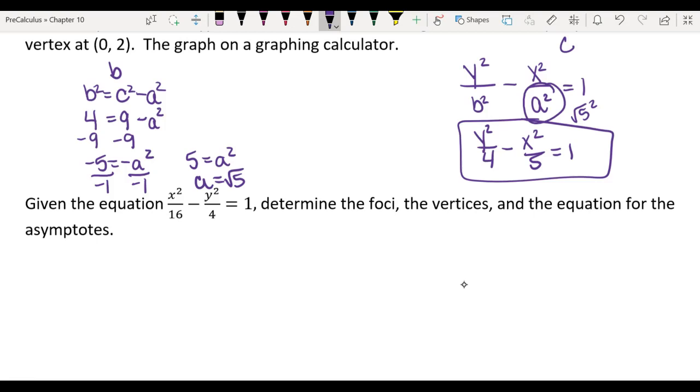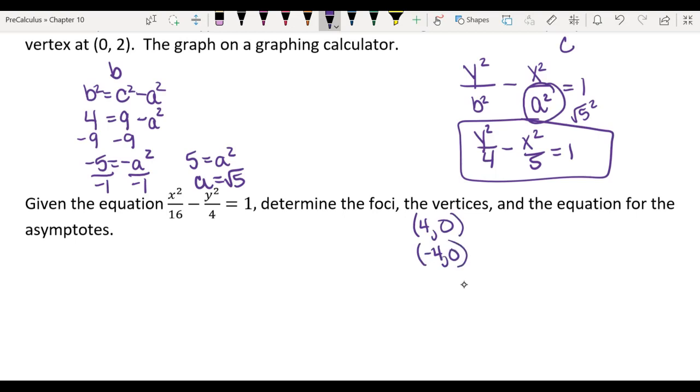All right. So it says, given the equation x squared over 16 minus y squared over 4 equals 1, determine the foci, the vertices, and the equation of the asymptotes. So first of all, let's start with the vertices. A is 4. B is 2. Good. So your vertices, you're going to have a 4, 0 and a negative 4, 0.